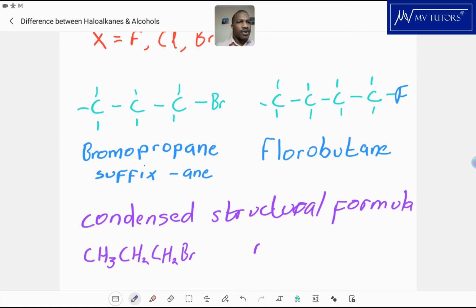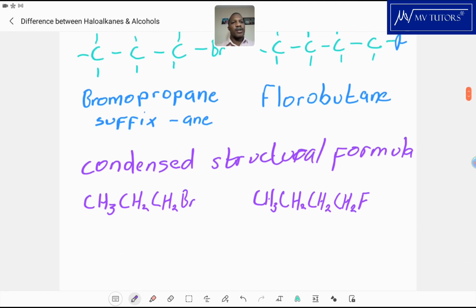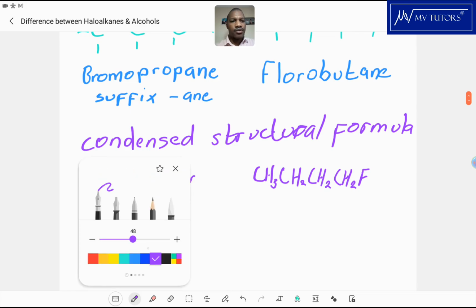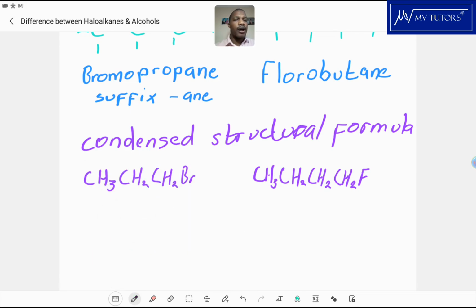Likewise, this side we have C and 3 H, and then C H2, and then C H2, and then C H2 and F. That's it. Okay, and then lastly, we need to discuss the molecular formula.